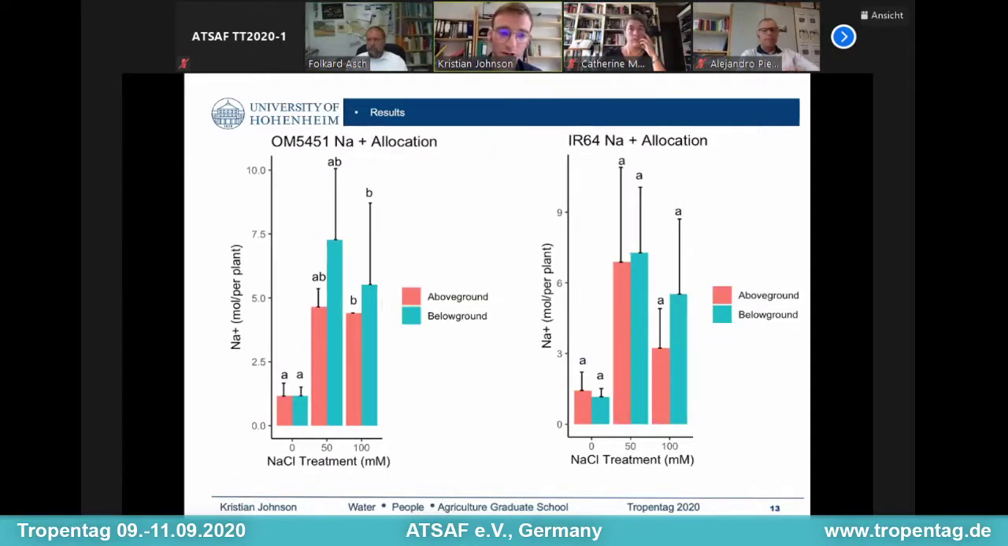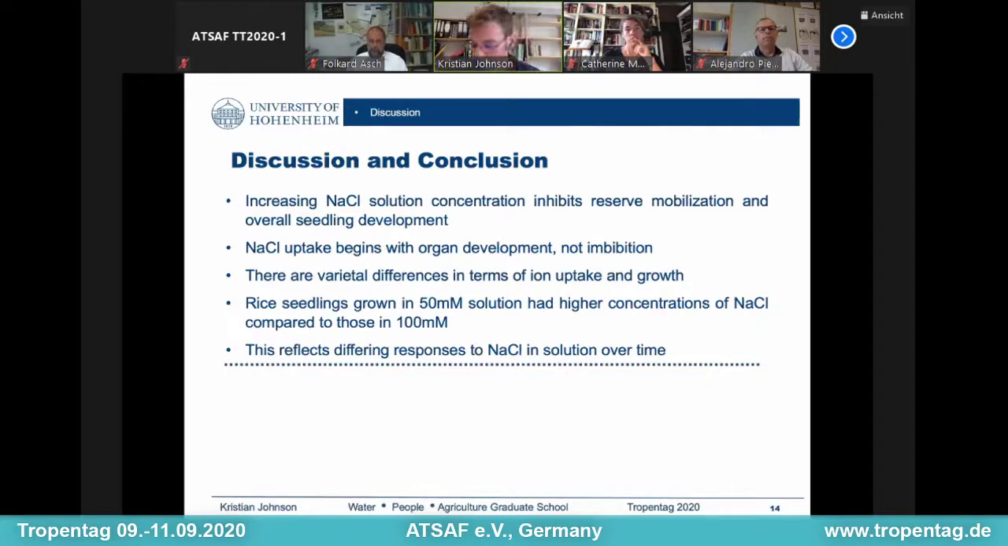Okay, so I just wanted to briefly show you that I did measure the allocation between organs, above ground and below ground, within the seedlings. And as you can see, there was not a huge amount of difference between above ground and below ground, at least that was significant, which again indicates the lack of transpiration influence within these plants as they're so young.